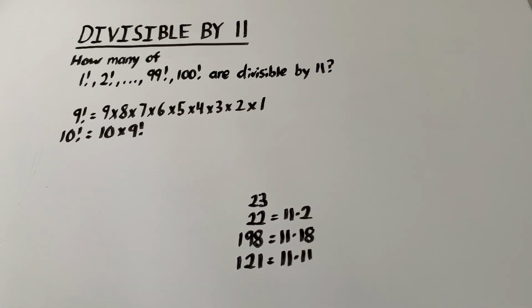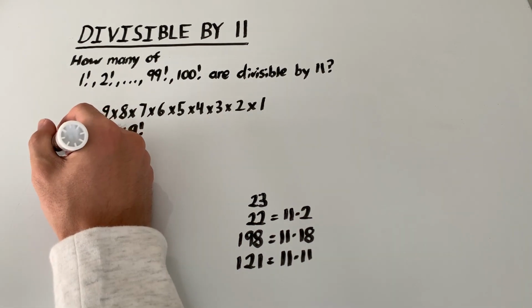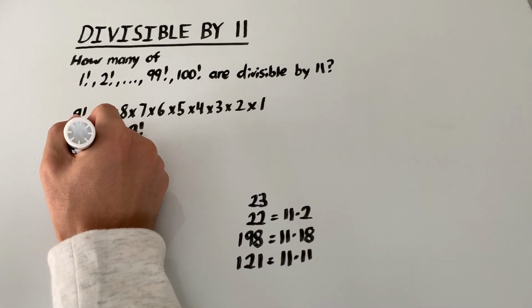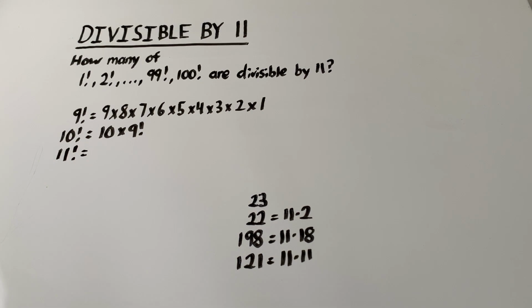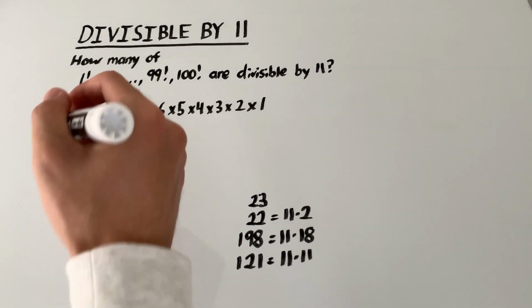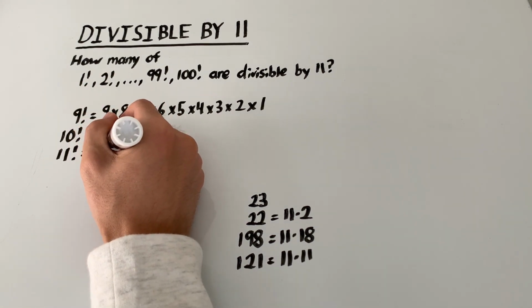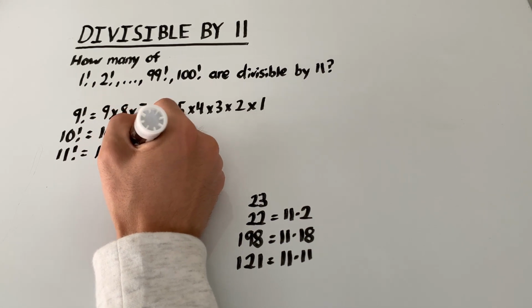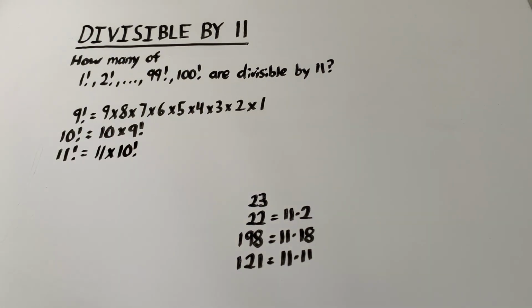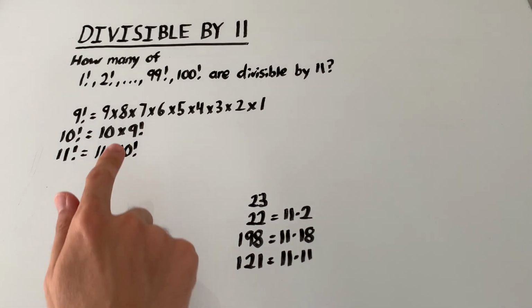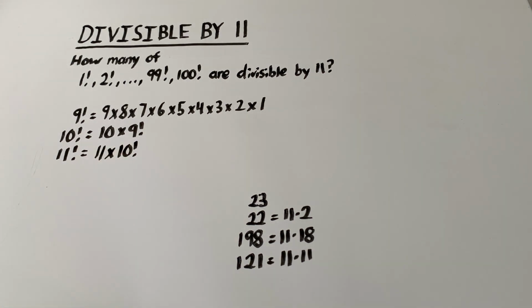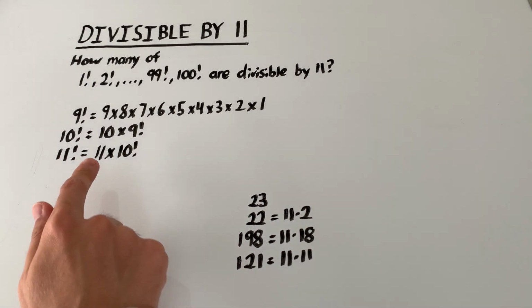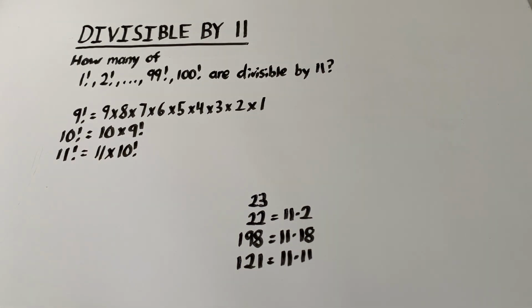What about 11 factorial? Now from here, 11 factorial is 11 times 10 times 9 all the way to times 3 times 2 times 1, which is the same as 11 times 10 factorial. Now, even though there were no factors of 11 in 10 factorial, there is a factor of 11 right over here. So 11 factorial is divisible by 11.